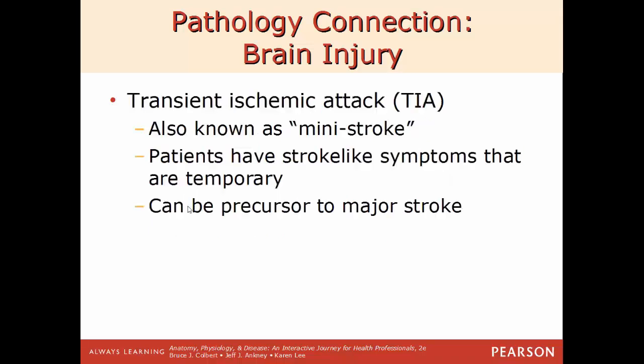That's a CVA. Another kind of brain injury is a TIA, a transient ischemic attack, often known as a mini stroke. And these patients have stroke-like symptoms, but these are symptoms that are temporary. And these can be a precursor to a major stroke that's impending.